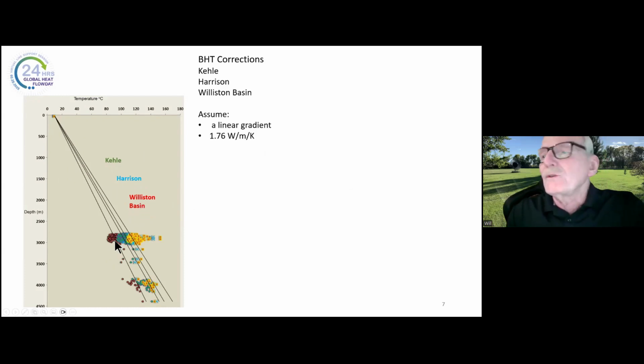And you can see where they lie. Here's the original bottom hole temperature. There's the Keeley correction. This blue area is the Harrison correction, and then the Williston Basin correction in here. And you just look at it and say, what are we going to do? They disagree. Which one do I use?